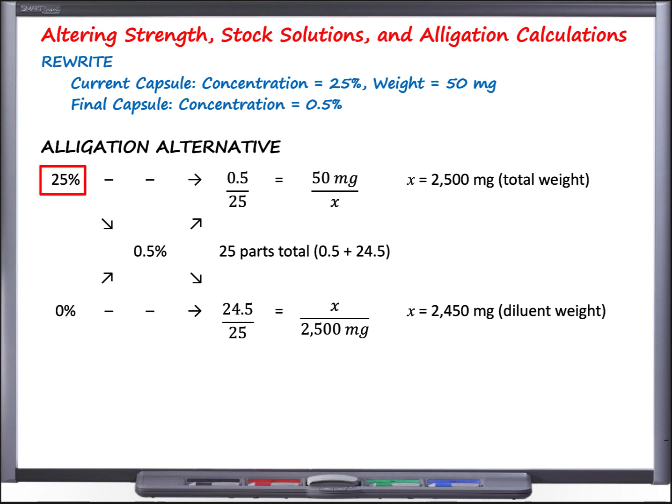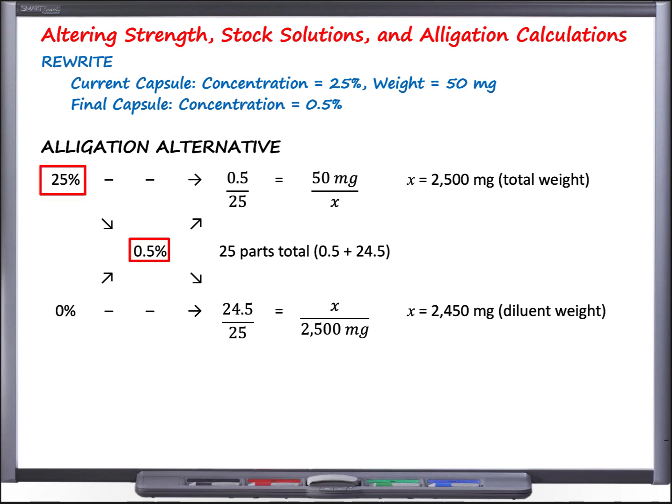The very top left represents our high strength or our high concentration, which is our current capsule. Our current capsule has a 25% weight per weight concentration. So that goes on the top left. What goes on the bottom left is what we're mixing it with, which is a pure diluent, which has 0% drug in it. So we have a 0% on the bottom left. What we write in the middle to the right is our desired concentration, and what we desire is 0.5%.